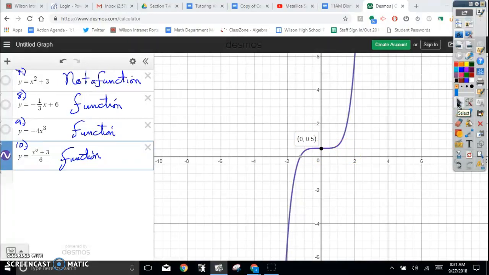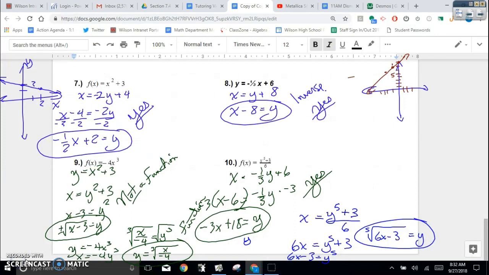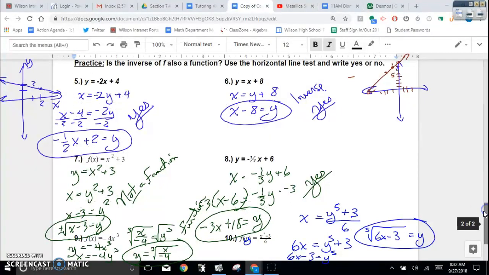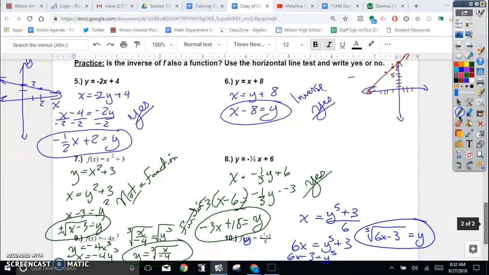All right, so let me flip back to our notes here. Okay, so here you go. There was 7, 8. And 9 and 10. Actually, I had it up here like this. Okay. So remember, this one was yes as well down here. So that one passed it. This one was yes. It was a function. This one was not a function.